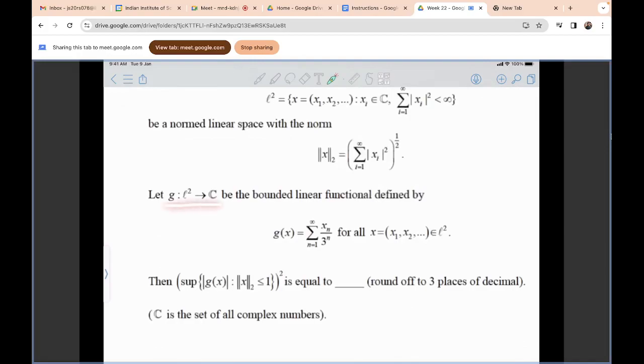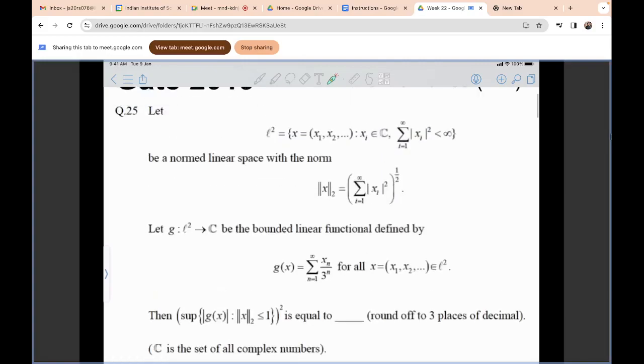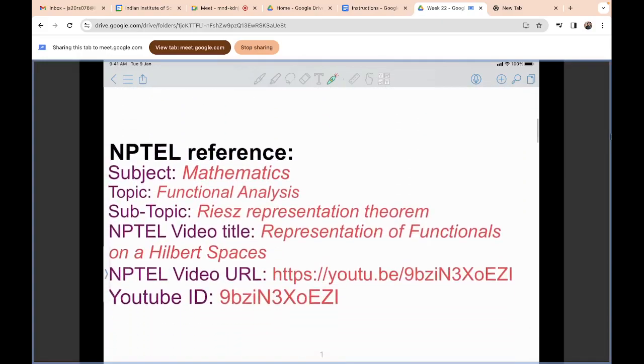Then we define G from L2 to C to be a bounded linear functional given by G of x equals the summation n equals 1 to infinity of xn by 3 to the power n, for x in L2. Then it is saying the supremum of |Gx| such that the L2 norm of x is less than or equal to 1, whole squared, equals what? You have to find this. This is basically the operator norm of the functional G, so that we have to find. This is the NPTEL reference; you can check it.